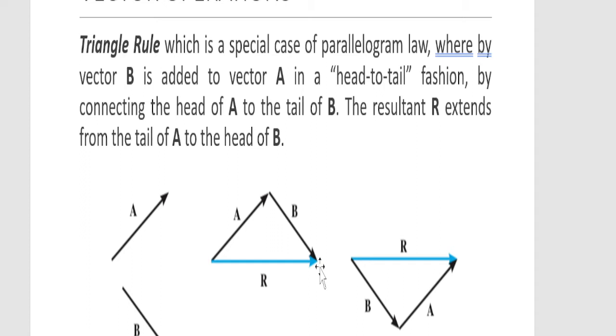Then we have the triangle rule for the addition of vectors. In this triangle rule, we will not necessarily make the whole parallelogram, we will just use half of it.